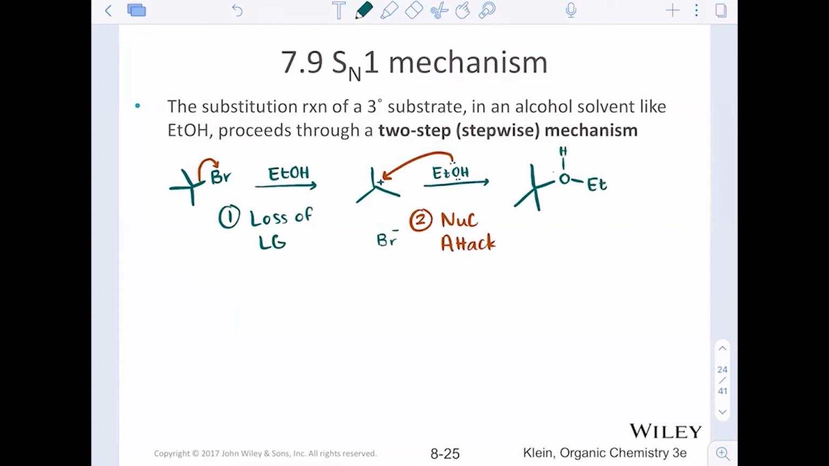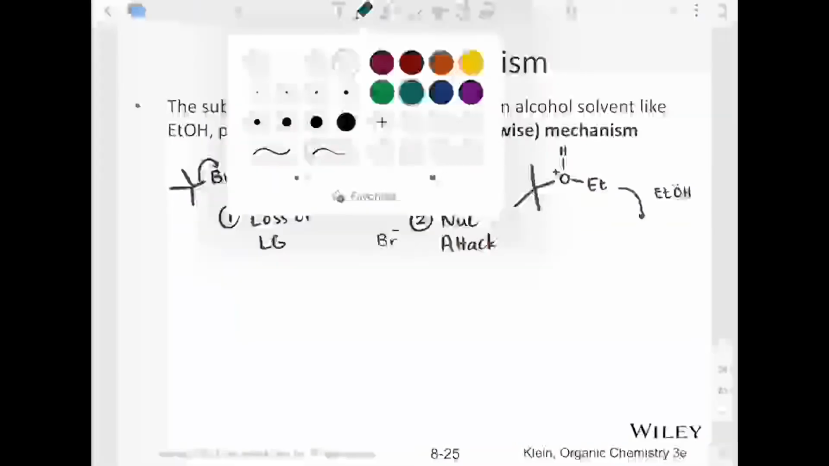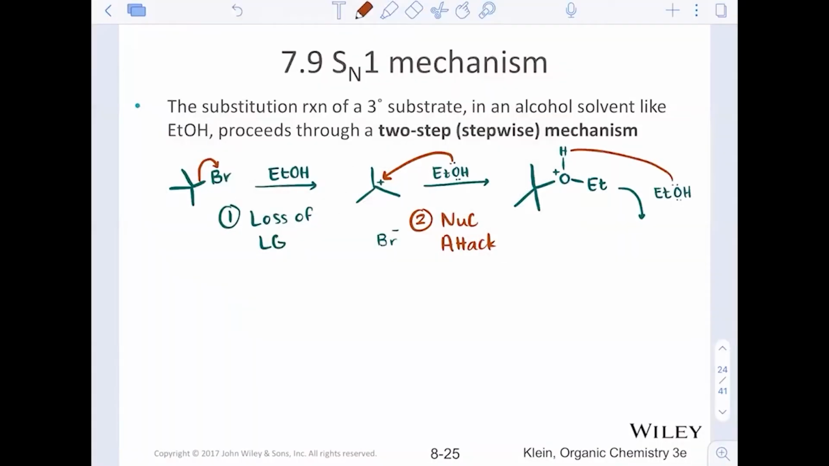What we end up with is we have to do a little bit of a cleanup step at the end. So thinking about that nuke attack, the last thing that we want to be able to do is clean up that oxygen with the formal charge of +1. We'll use another equivalent of solvent to do a final proton transfer, step number 3.